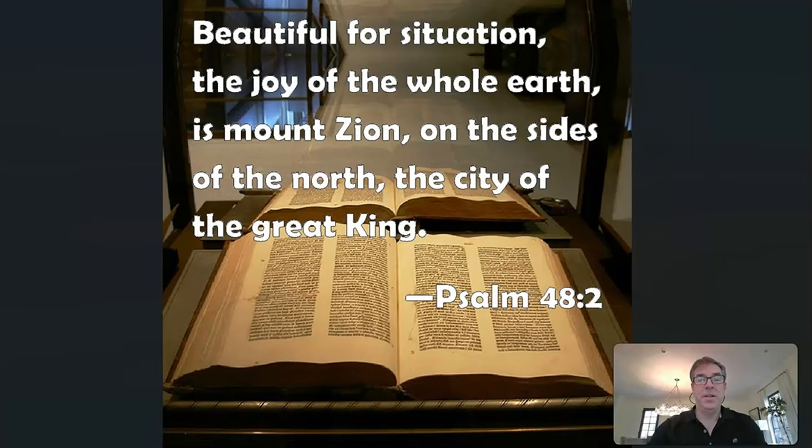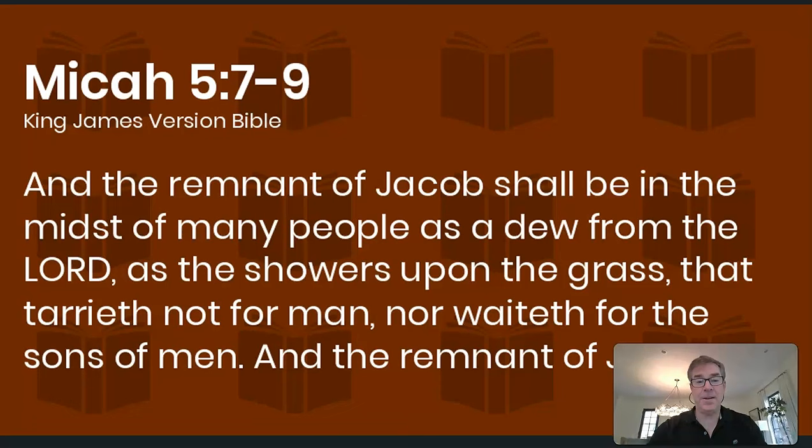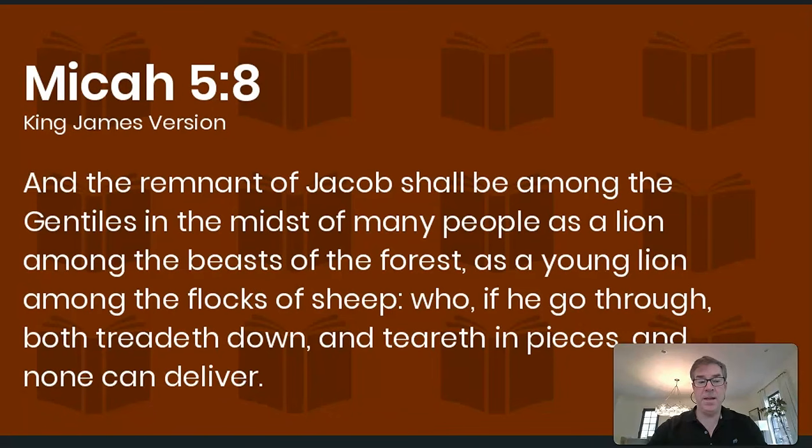Beautiful situation. The joy of the whole earth is Mount Zion, on the sides of the north, the city of the great king. And in Micah 5:7, and the remnant of Jacob shall be in the midst of many people as a dew from the Lord, as the showers upon the grass, that tarrieth not for man, nor waiteth for the sons of men. And the remnant of Jacob shall be among the Gentiles in the midst of many people, as a lion among the beasts of the forest, as a young lion among the flocks of sheep, who if he go through, both treadeth down and teareth in pieces, and none can deliver.